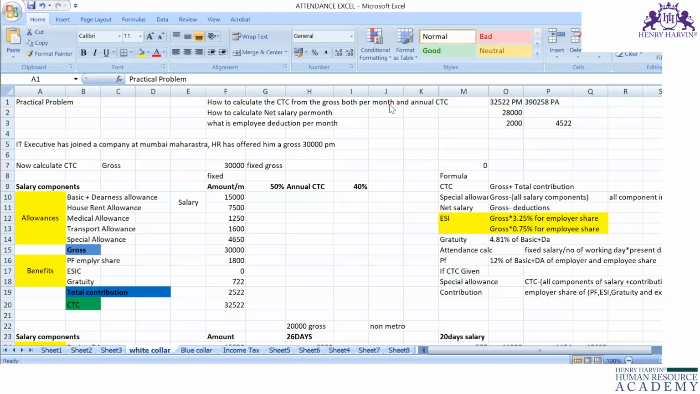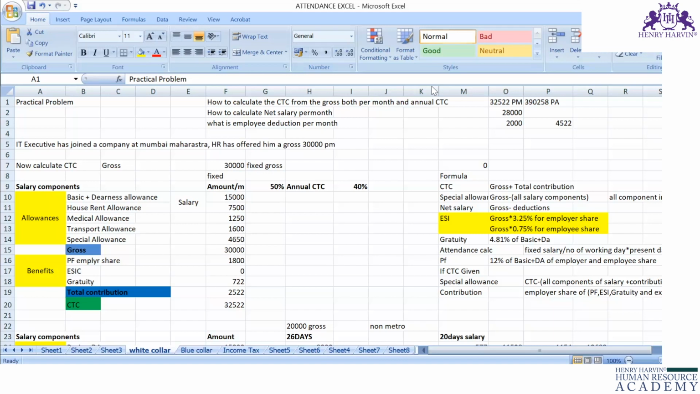The first concept is, you think yourself as a payroll executive. As a payroll executive, you are head of the department. Your head of the department has given you the gross salary of the employee. How will you calculate the CTC if gross salary is given to you? That is the first concept. Second concept is, if CTC is given to you, how will you calculate the gross salary?